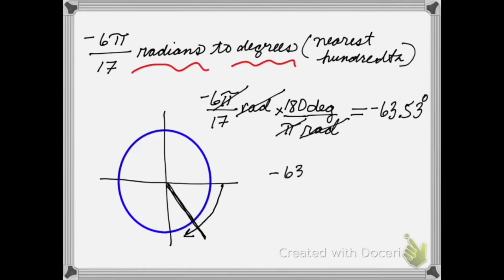So negative 63.53 degrees is equivalent to negative 6 pi over 17 radians. Okay, so that's from radians to degrees.